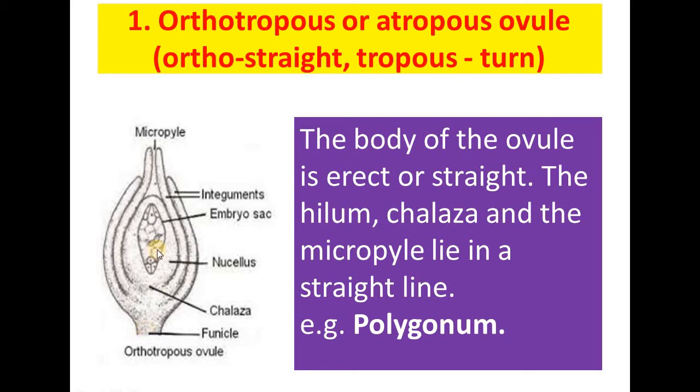Such kind of ovule will be called orthotropous or atropous type of ovule, which can be seen in the Polygonum plant. That means in the Polygonaceae family you can see such kind of ovule.